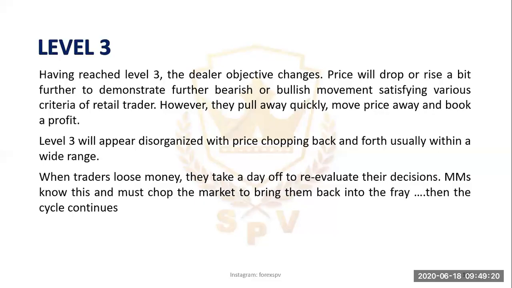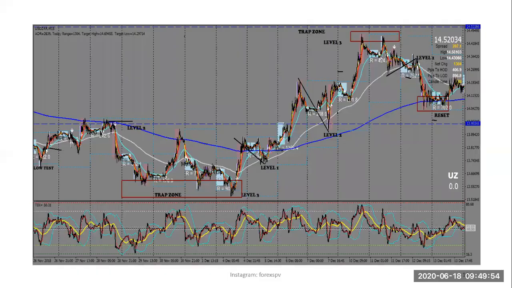So level 3 will appear disorganized, see price chopping back and forth, usually within a wide range. And we know that when traders lose money, they take a day off to reevaluate. So I expect level 3 consolidation to be around 2+ days in order for the dealer to chop around for those retailers to come back and enter again into the fray and the cycle to continue. And that's how the dealer works. And this was an example of level 3 behavior.